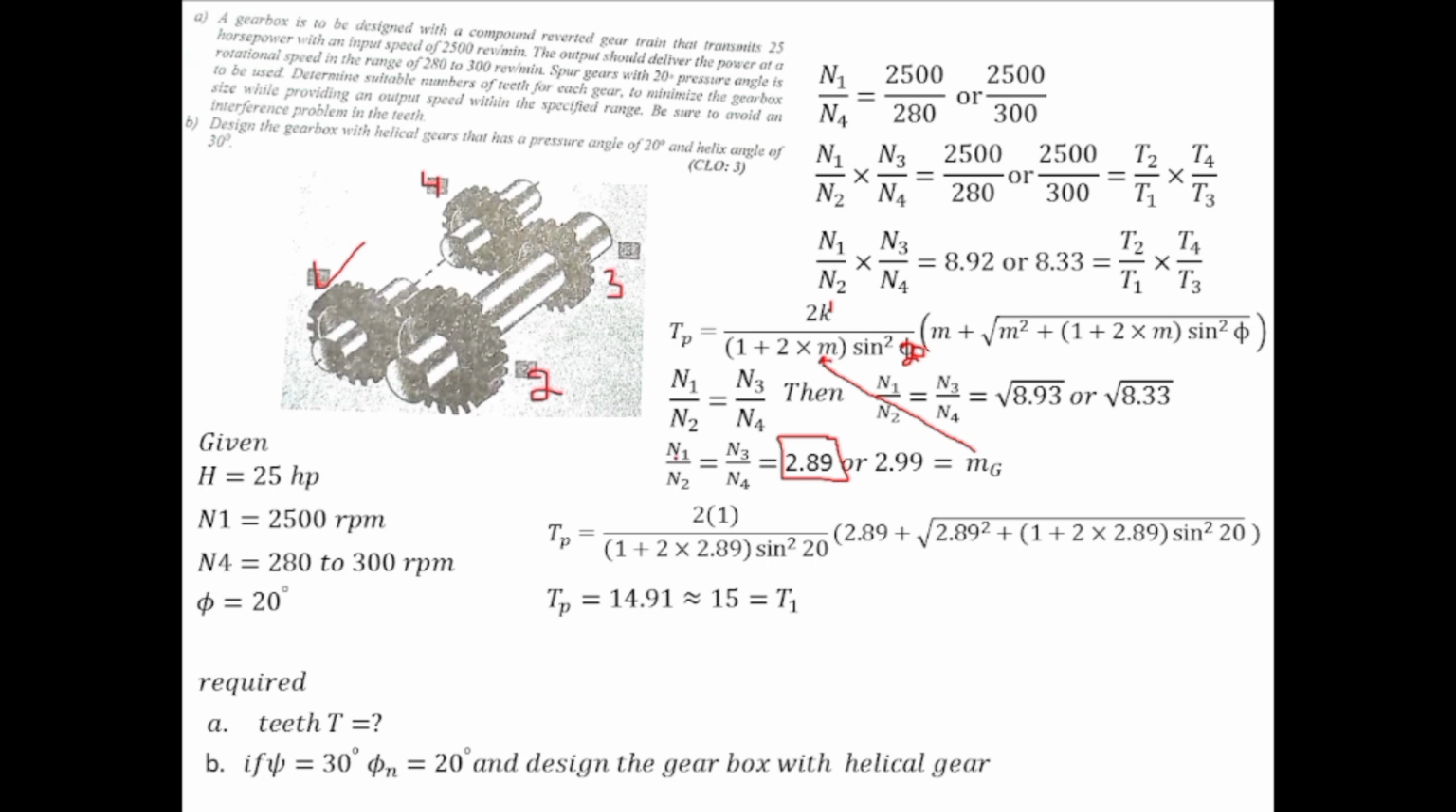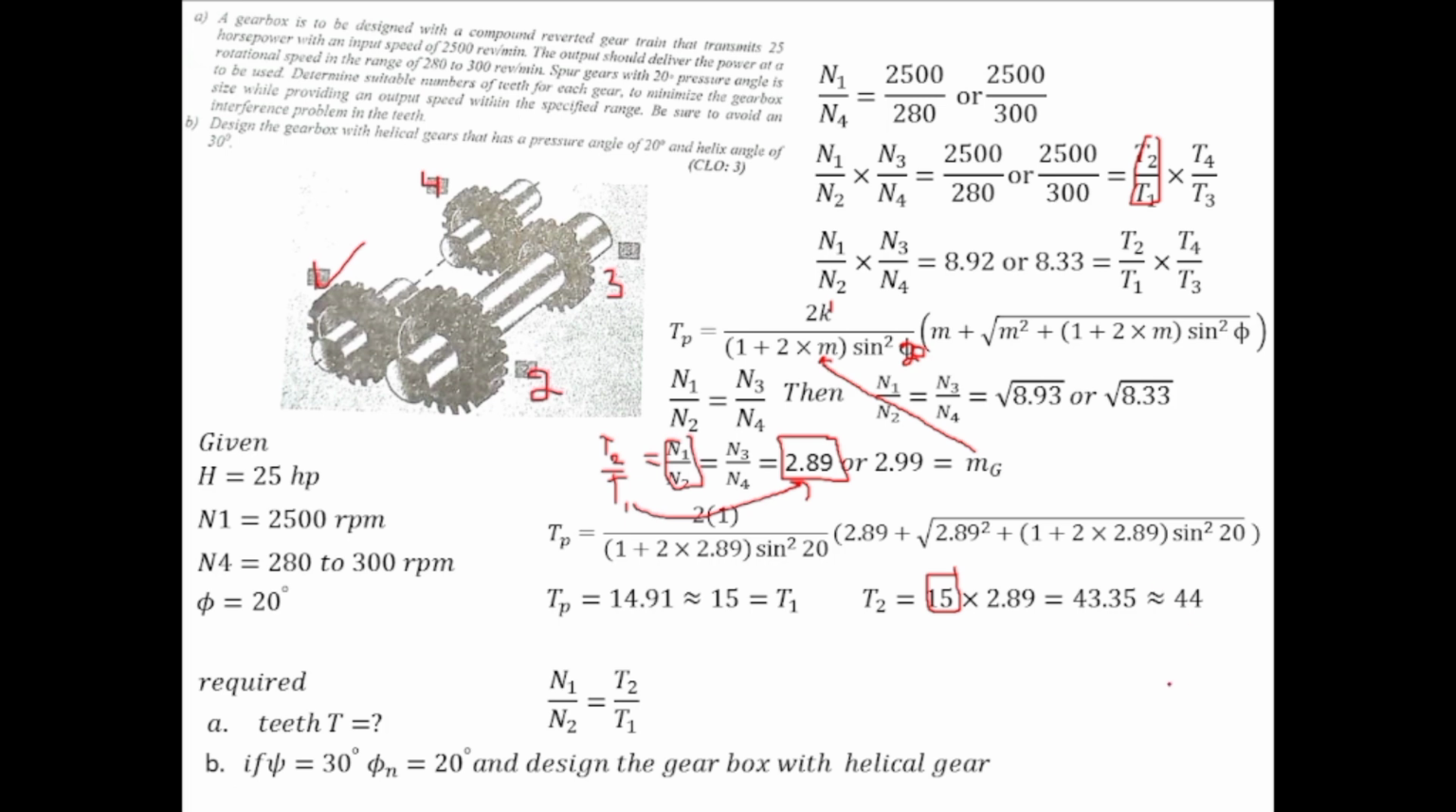Now as you see, N1 divided by N2 is equal to 2.89, and as I told you earlier in the calculation, N1 divided by N2 is equal to T2 divided by T1. So multiply by this T1, and instead of T1 we have put 15 teeth over here. So on gear 2 you will get 44 teeth.